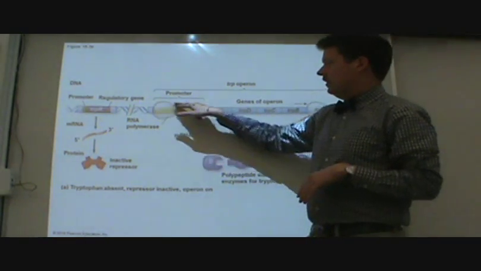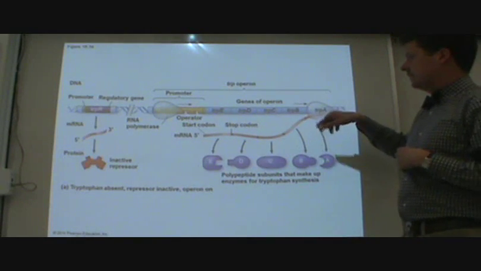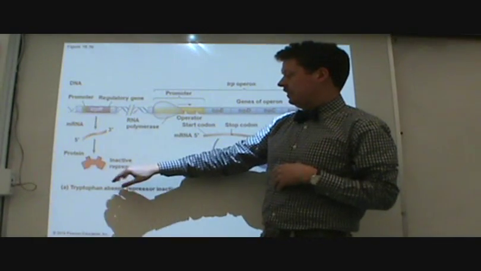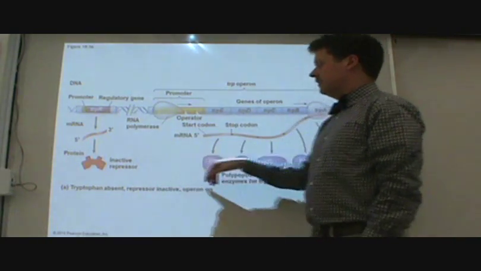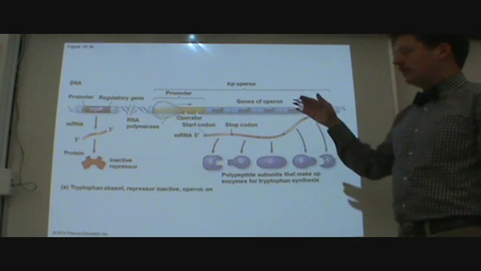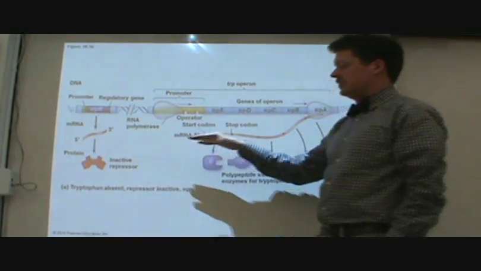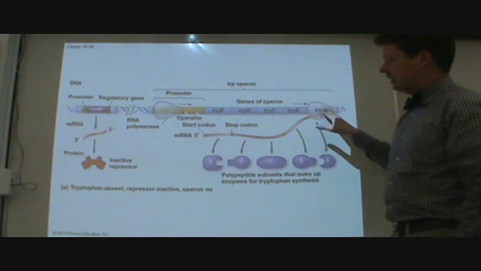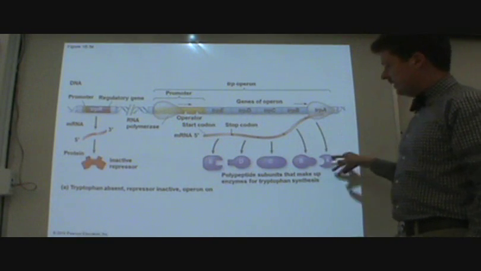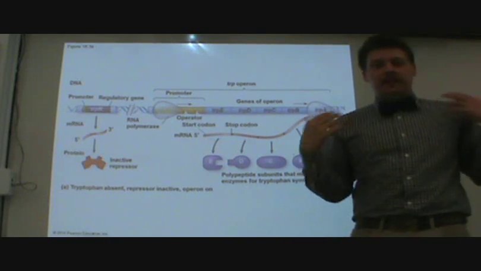This is a molecule of RNA polymerase, and here you have the repressor, and right now it's in its inactive state. Okay? So this would be when there's no tryptophan around to bind with this, so it's in its inactive state. So this operon is on, and it's producing all of these subunits that are going to make those enzymes that then make tryptophan.